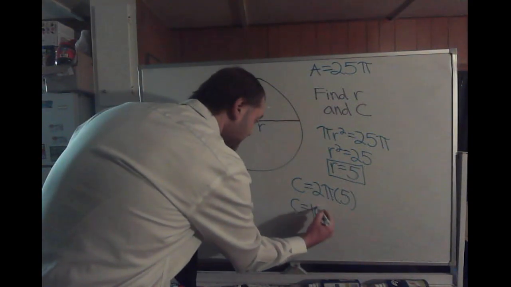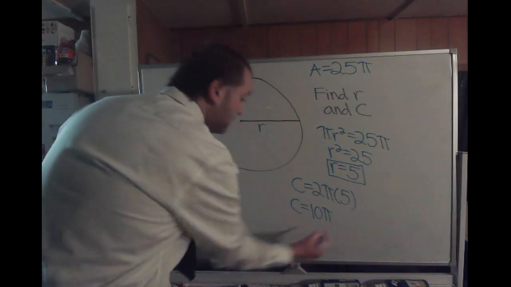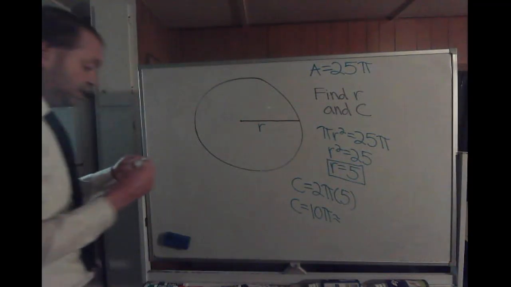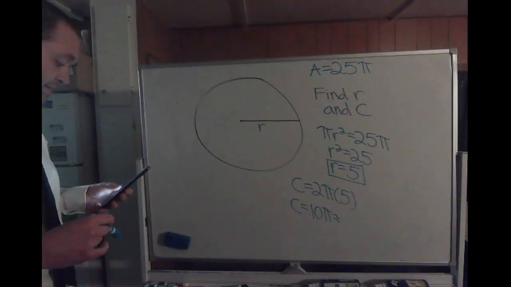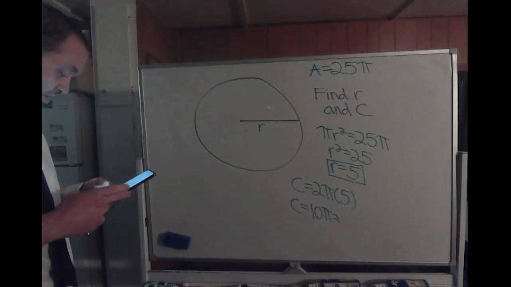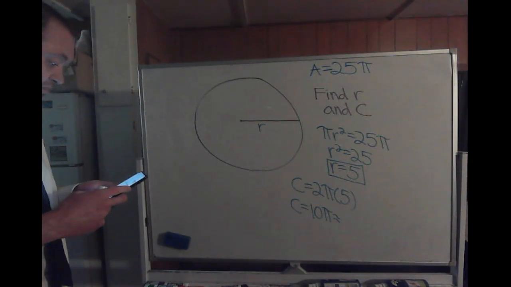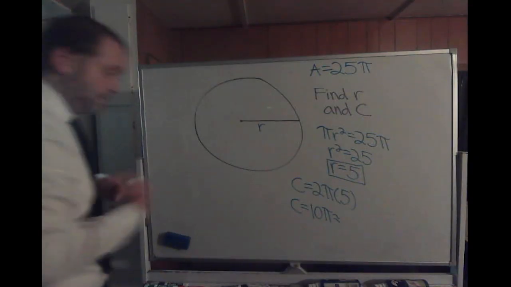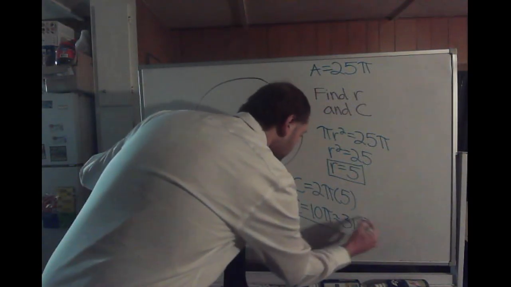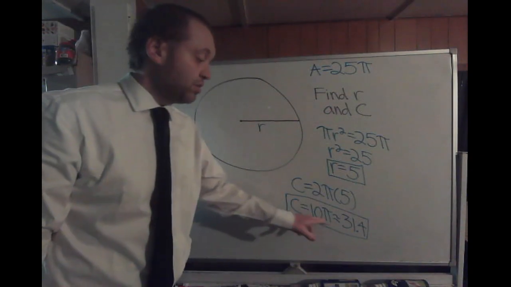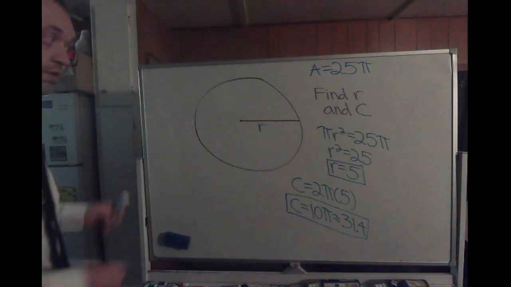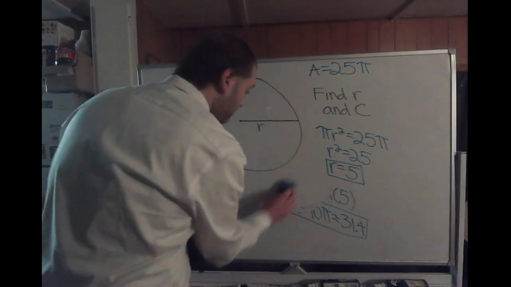which means the circumference for an exact value is 10 pi, which now we can do a 1 decimal place approximation of 10 pi would give you about 31.4. So the circumference of this circle is exactly 10 pi units, or approximately 31.4 units. And I got just 1 more, then we're done.